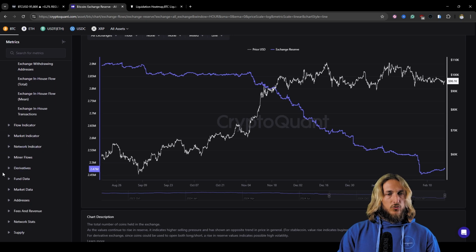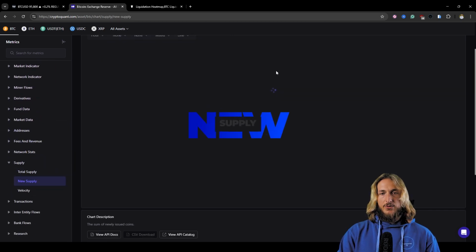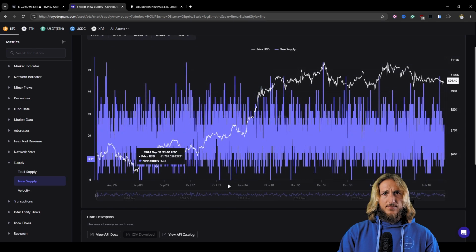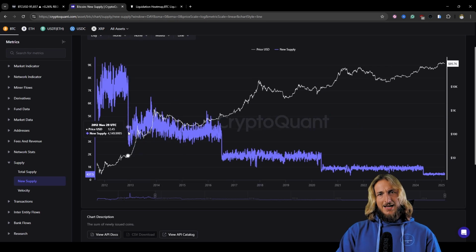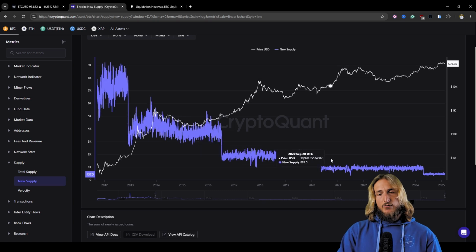Now, if we go to what we have when it comes to the supply, especially the new supply, we can see how the halving essentially works. So what we can see here is that every 4 years, we're having a massive drop in the new supply. These are essentially the halvings. So this is the new supply emitted into circulation. Every 4 years it gets cut in half. We just had a new halving.